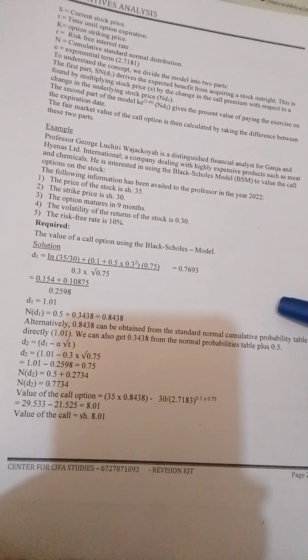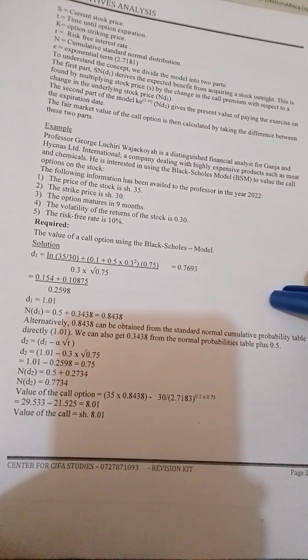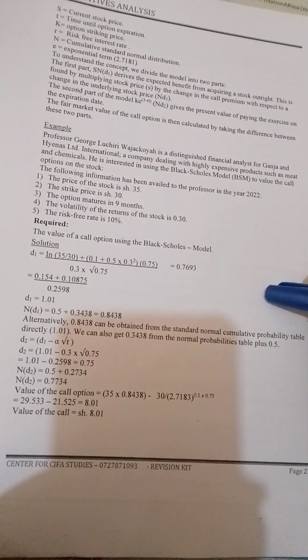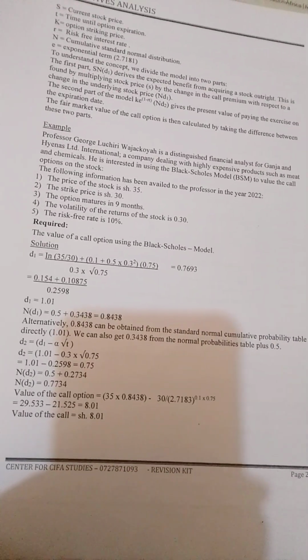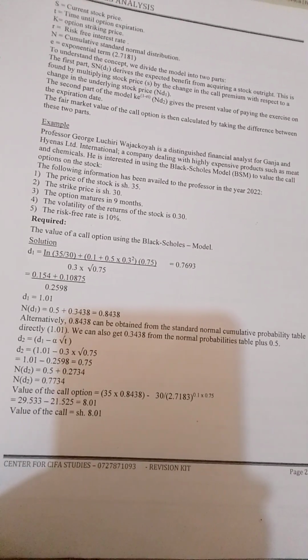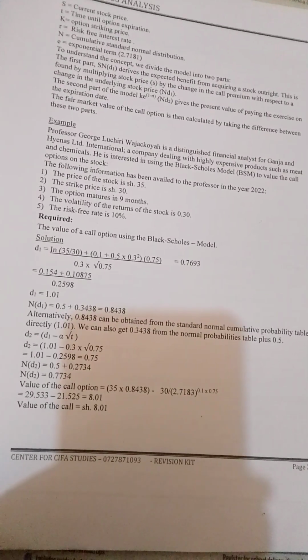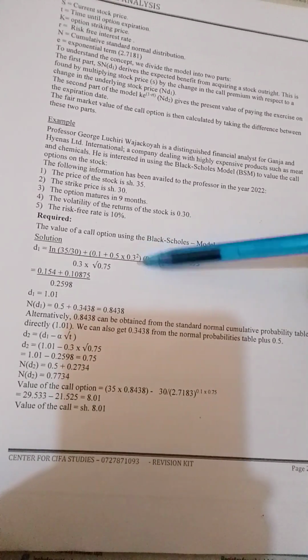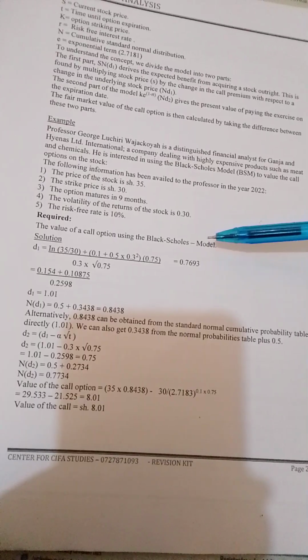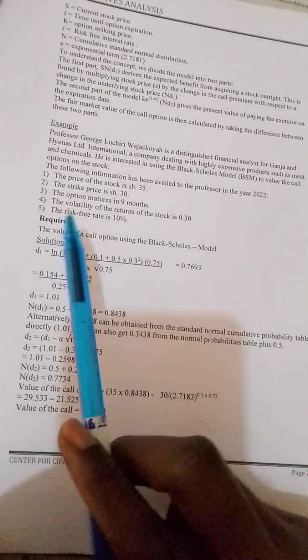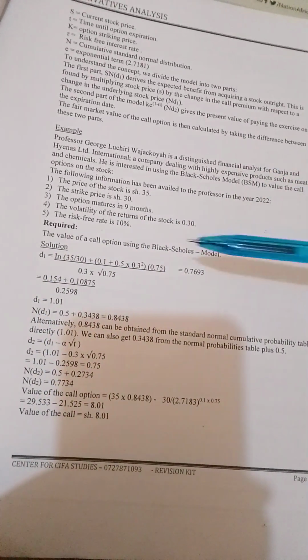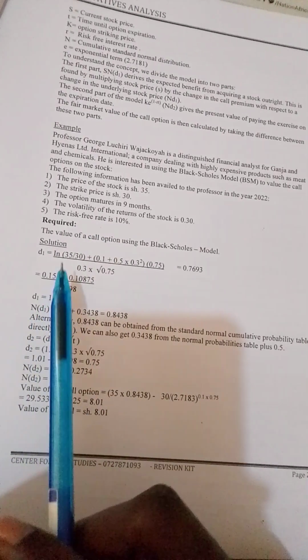The volatility of the returns of the stock is 0.3. Then the risk-free rate is 10%. Required: the value of a call option using the Black-Scholes model. Now our solution is here. We always start by calculating D1.